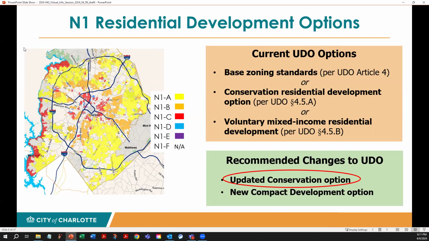Currently, if you're developing property in a neighborhood 1 zoning district, you have some options. You can develop it under the base zoning standards, meaning simply the way that the neighborhood 1 zoning districts are written, and use those to guide your development and tell you lot sizes, minimum lot width, setbacks, and so forth. Or there are a couple of other options available to you. One is the one that we're proposing to amend, and it is the conservation residential development option. That's found in UDO section 4.5A. The other is the voluntary mixed income residential development, and that is in UDO section 4.5B.